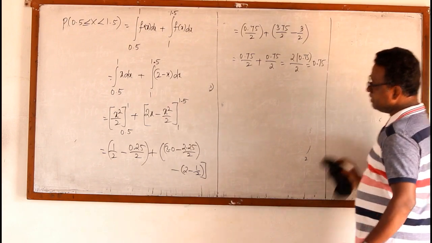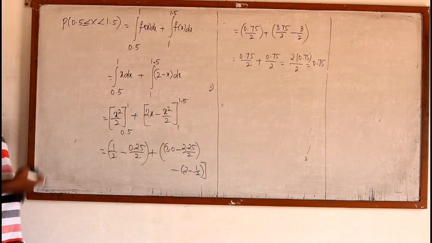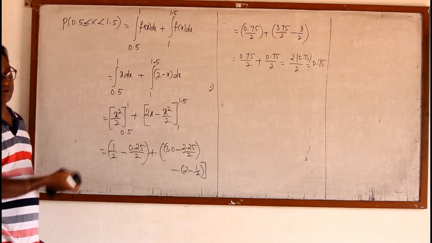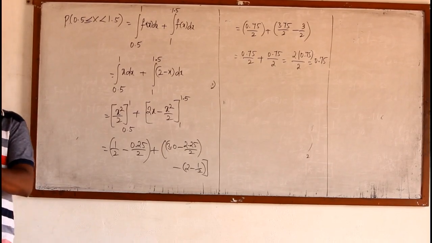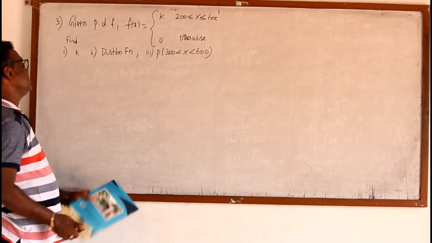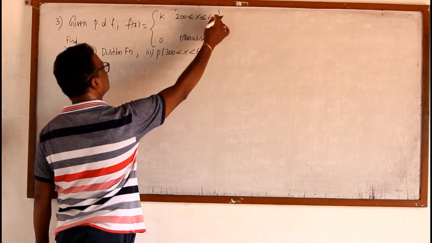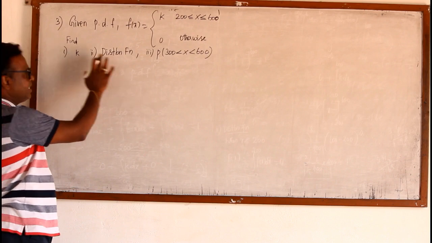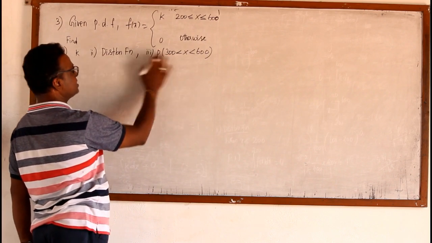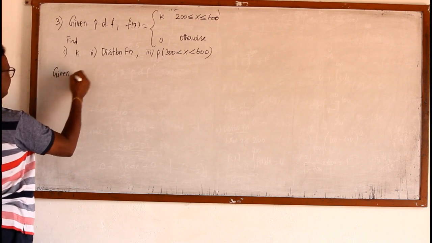So according to the limits, we must know how to split the function, and after that we have to integrate. Okay, after integrating, we have to substitute upper limit minus lower limit. With that, the second problem is over. Now we should go for the third problem. Given the PDF, f of x is k, existing only from 200 to 600, 0 otherwise. They are asking us to find the value of k, the distribution function, and also this probability. So first we shall find k.